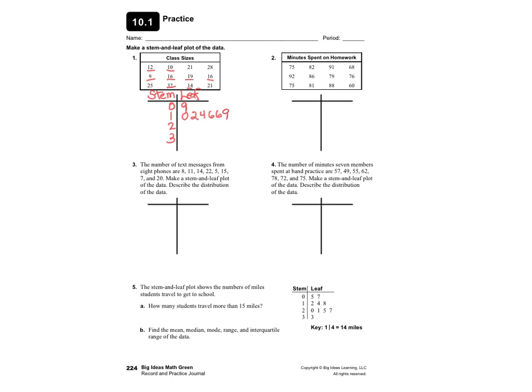I'm going to move to my 20s. I have 21, so I need to place a 1 there, and another 21 right there. And I have a 25. And finally, I have a 28. And my last number, which I had already underlined as I was trying to identify my largest data number, is a 32. So I'm going to put a 2 there for my 32. So there simply is my stem and leaf representing class sizes. We will put a title on it and just name it class sizes.